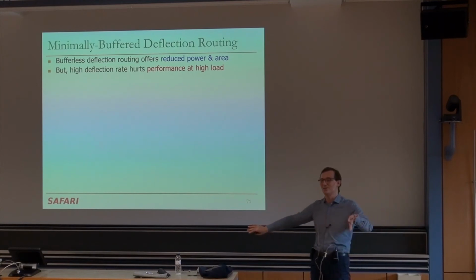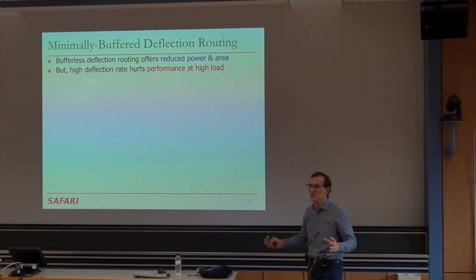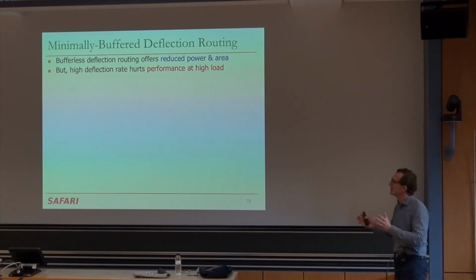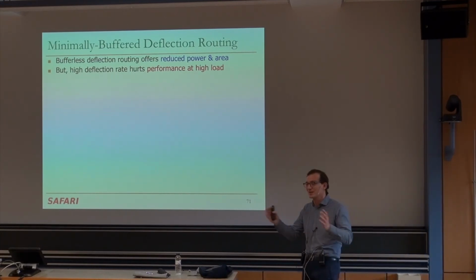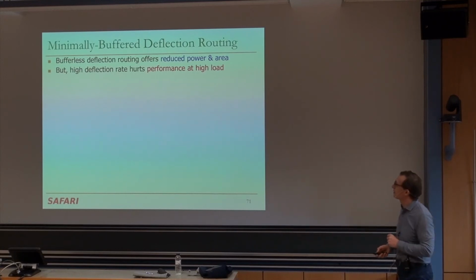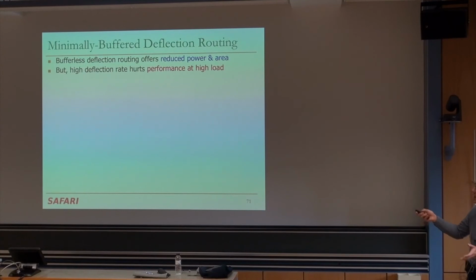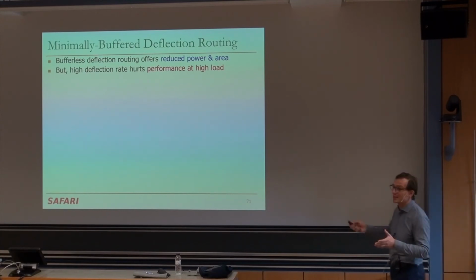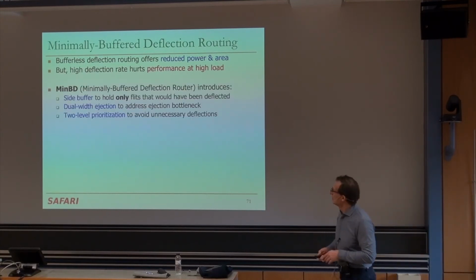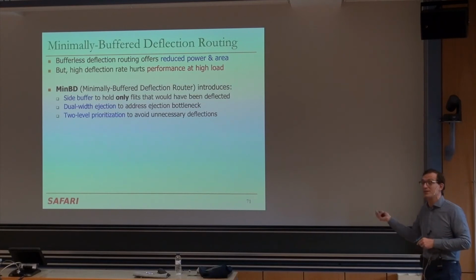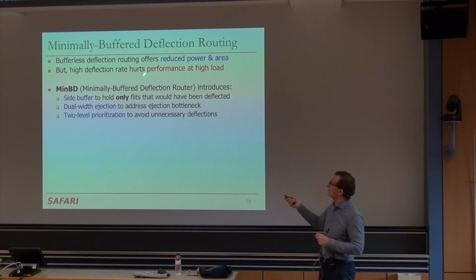So you want to add some minimal amount of buffering because of high load situations. When you have high congestion, you really need some buffering. This is very fundamental, but how much buffering is going to be the interesting question going forward. Basically, the problem is when you have high load, high deflection rate hurts. And you get high deflection rates when you have high load. And the idea of the minimal buffer deflection router is to add a side buffer to hold only flits that would have been deflected. I'm going to give you an example. There are also other issues that happen because of too much deflection.